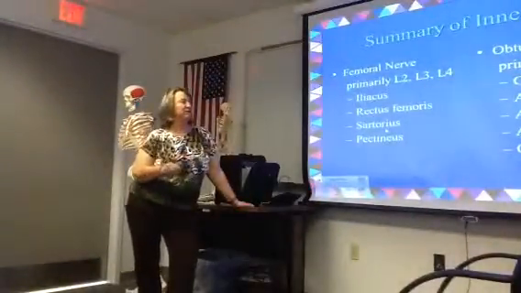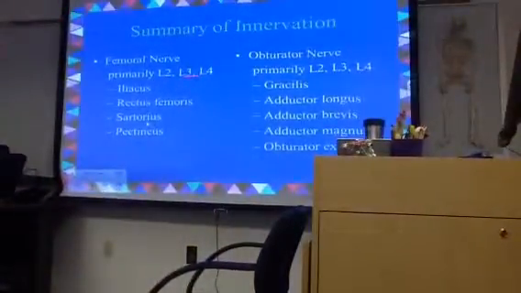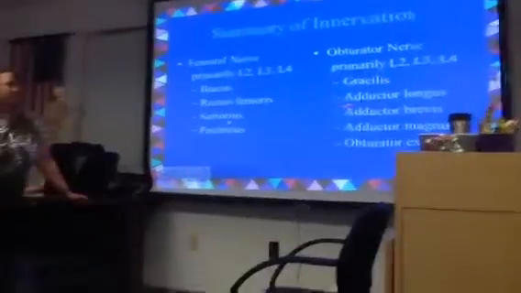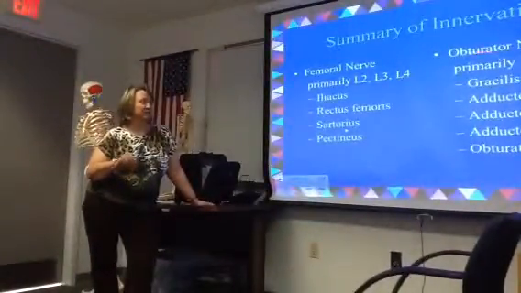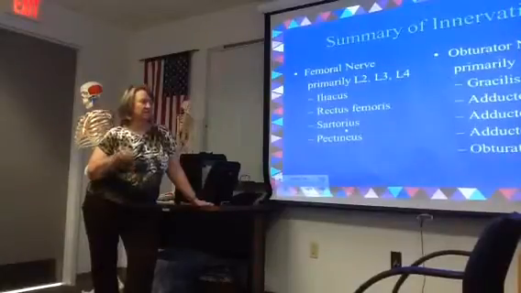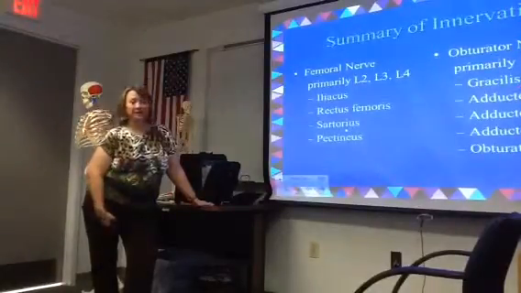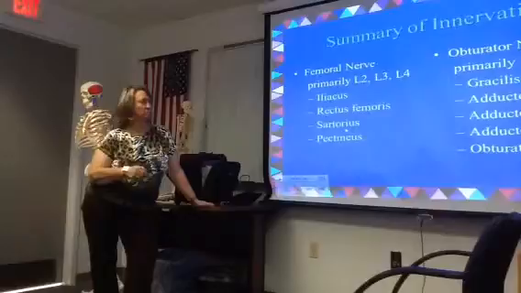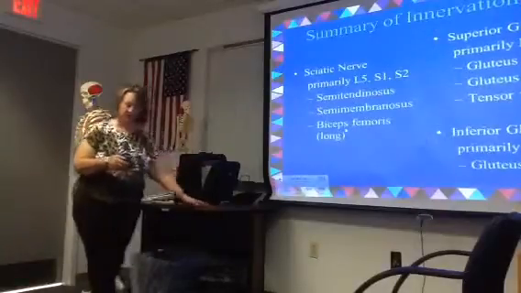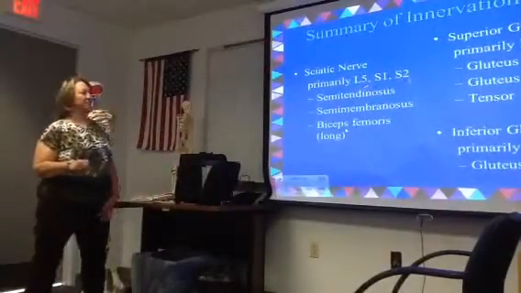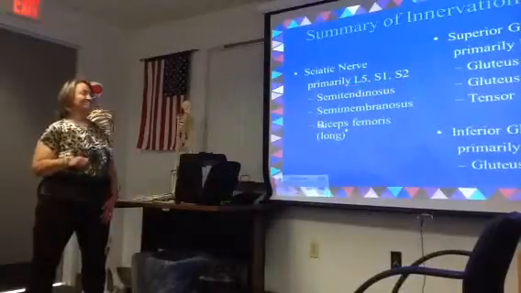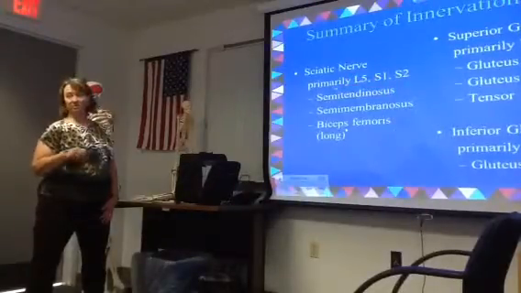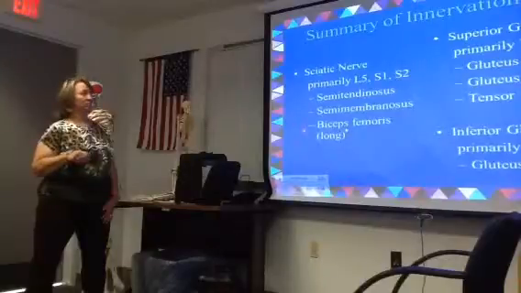Okay, the obturator nerve, primarily from these lumbar segments. So similar. Gracilis, adductor, adductor, adductor, obturator internus. Okay, so obturator nerve, obviously. So these are mostly your adductors. Okay. Sciatic nerve is coming from a lower level now, and it serves your hamstrings, right?